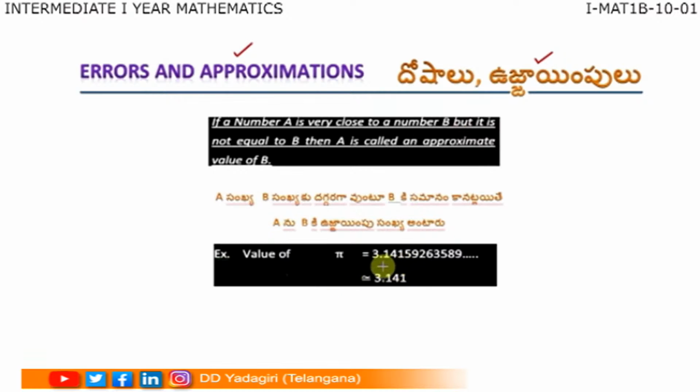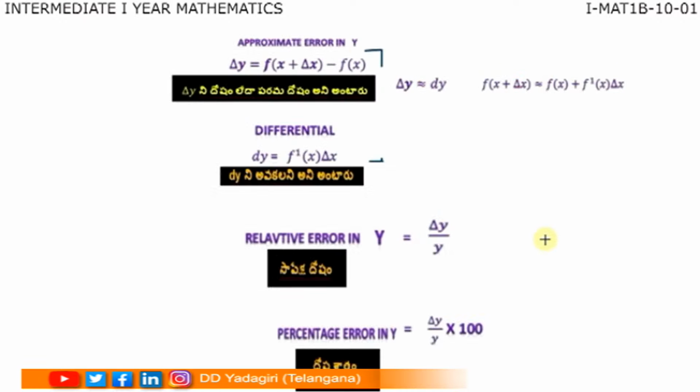Here we know the value of pi is 3.1415926358 etc. This is not terminated. This is approximately equal to, this is the symbol, approximately equal to 3.141. Next, here we have some definitions. Using these definitions, we are going to solve the exercise problems.